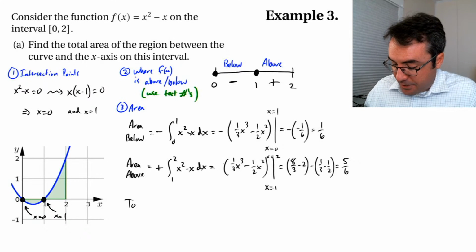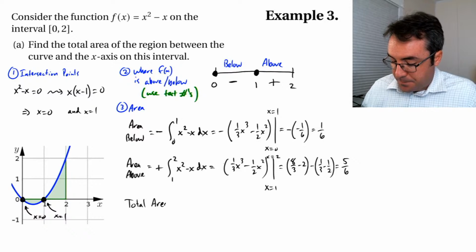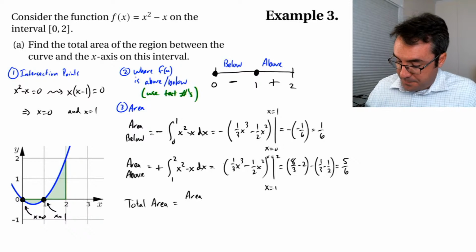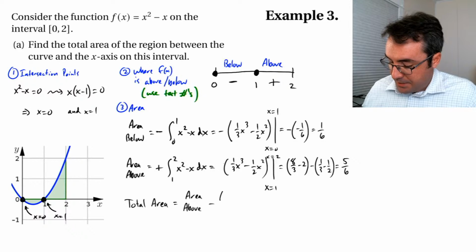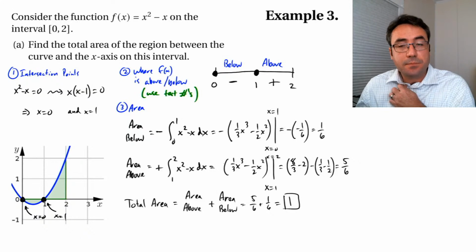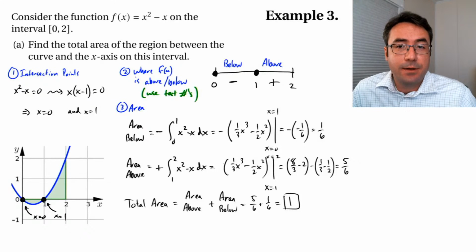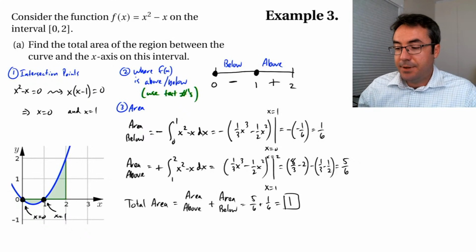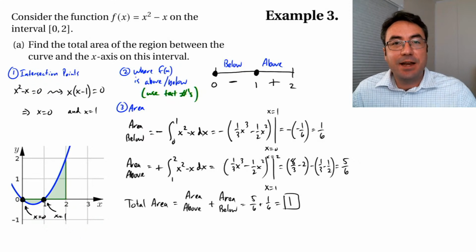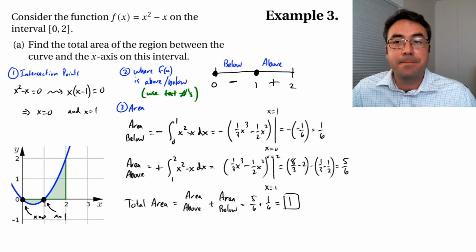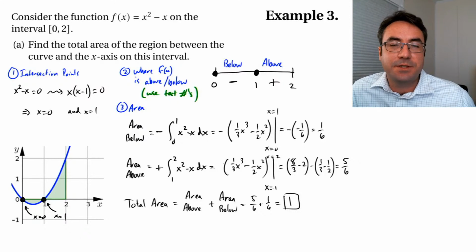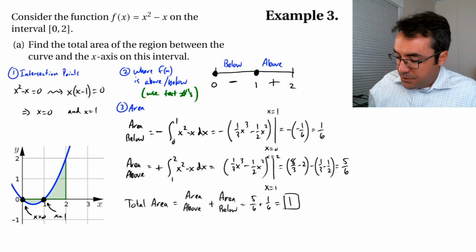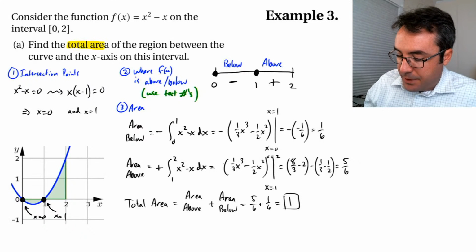So then to put it all together, the total area is the area for the region that sits above, minus the area, or plus the area that sits below. So it'd be 5/6 plus 1/6, what we found, which is equal to 1. So the area of that entire shaded region there would be equal to 1 unit. So for total area, where we have a function that's below and above, we have to split up our integration wherever our function crosses the x-axis. So this was just getting the total area for that region.